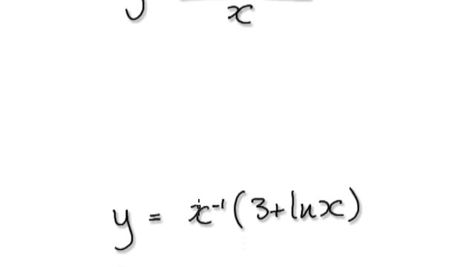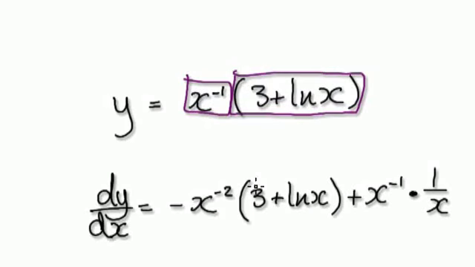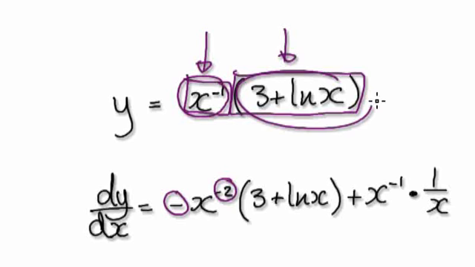So use the product rule instead of the quotient rule. So here you've got one block multiplying with another block here. So remember the product rule: differentiate this, leave this the same. So when you differentiate this, it will give you minus 1 x to the power of minus 2, and then you leave this the same.